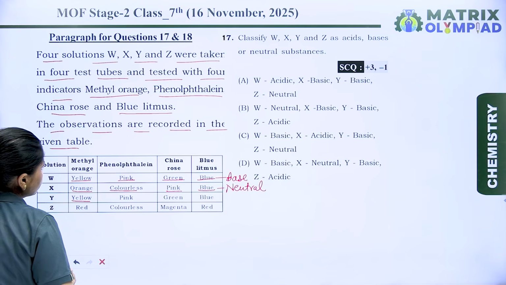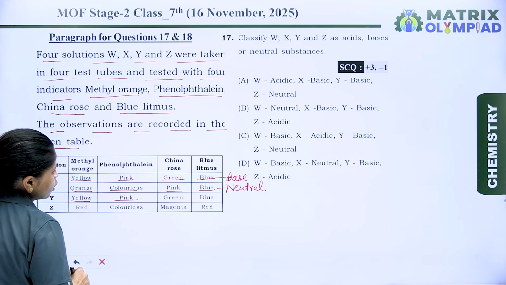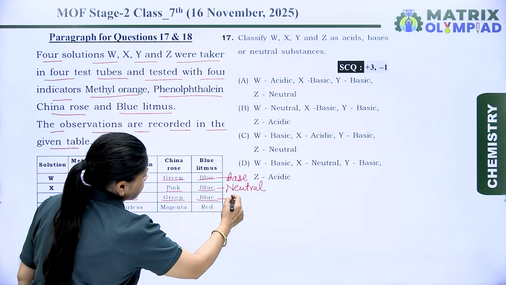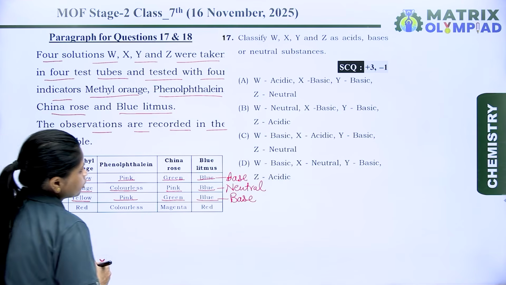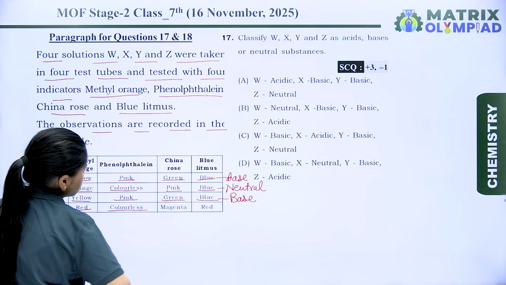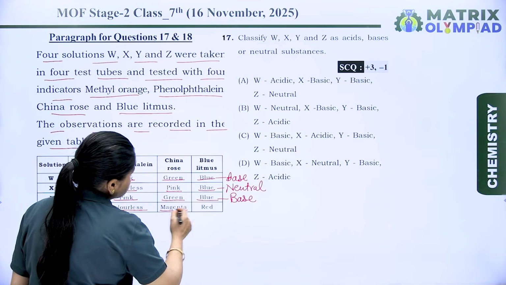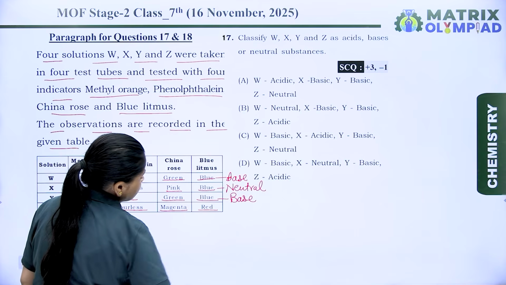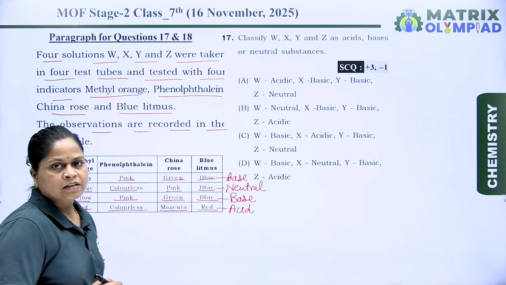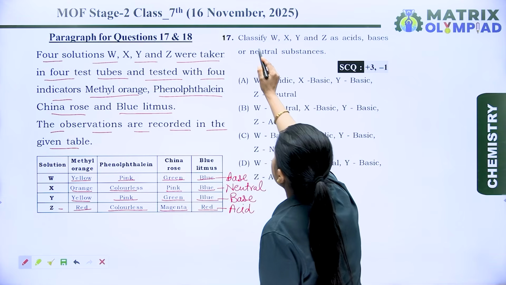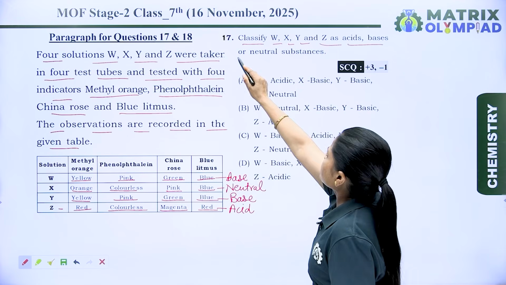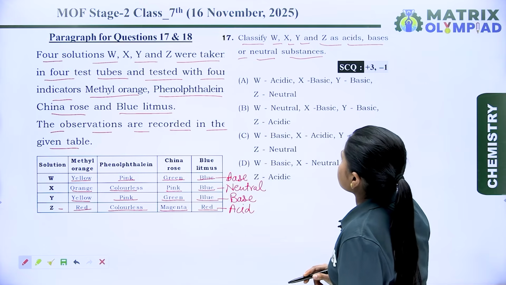Y gives yellow with methyl orange, pink with phenolphthalein, green with China rose and remains blue with blue litmus, and indicates a base or basic medium. Z gives red with methyl orange, remains colorless with phenolphthalein, magenta with China rose and gives red with blue litmus, and indicates an acid or acidic solution. Now question 17 is, classify W, X, Y and Z as acids, bases or neutral substances.